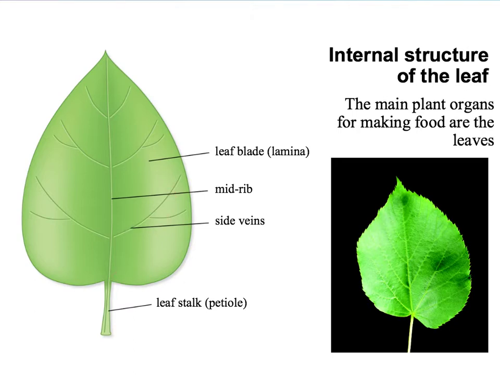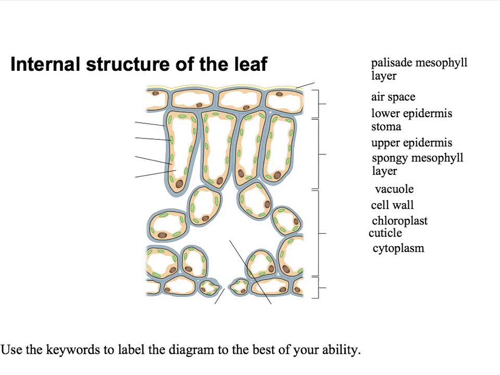side veins. Now the leaf is really important in a plant because it is the part of the plant where the food is made via photosynthesis. Now we're going to look at the leaf in a bit more detail, and here we've got the internal structure.